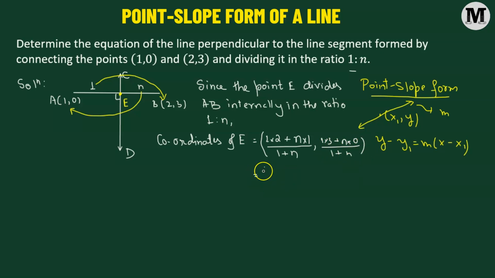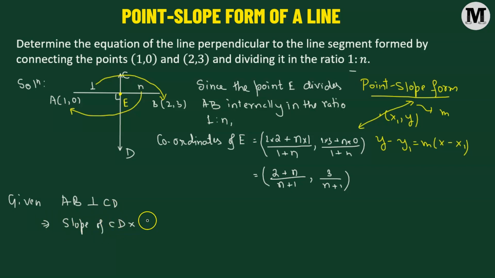So that means the coordinates of point E are going to be (2 plus n) divided by (n plus 1), and its y coordinate is going to be 3 divided by (n plus 1). So now we have the coordinates of point E. Our next goal will be to obtain the slope of line CD. Here it's given that AB is perpendicular to CD. So that immediately tells us that the product of the slope of CD and slope of AB is going to be equal to -1.